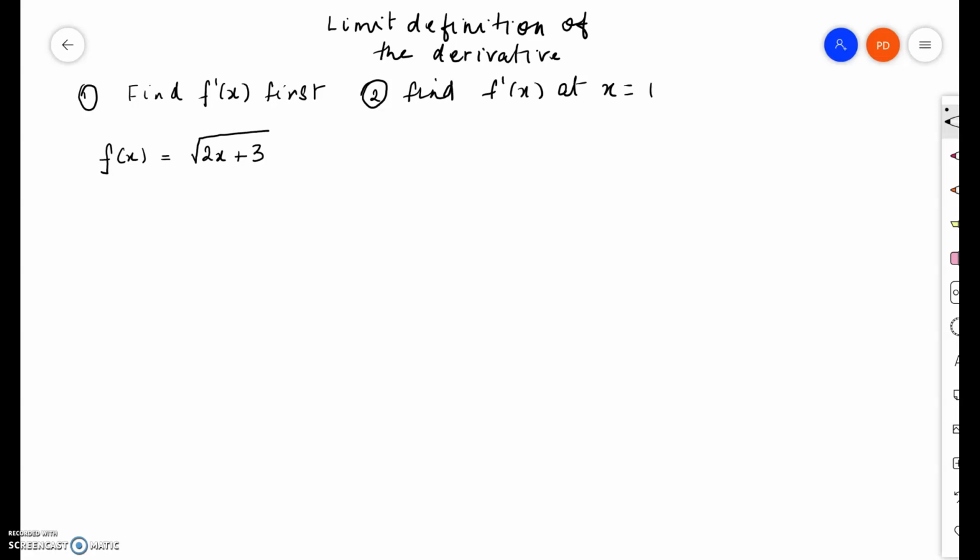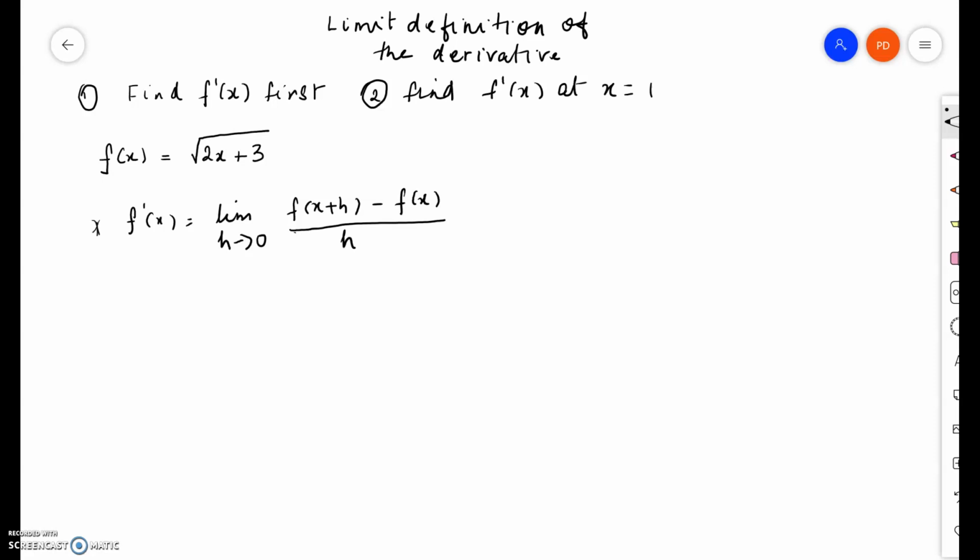We'll use the limit definition of the derivative to find f prime of x. So let's first write down the limit definition. So f prime of x is the limit of f of x plus h minus f of x, divided by h, as h approaches 0. So this is the starting point.